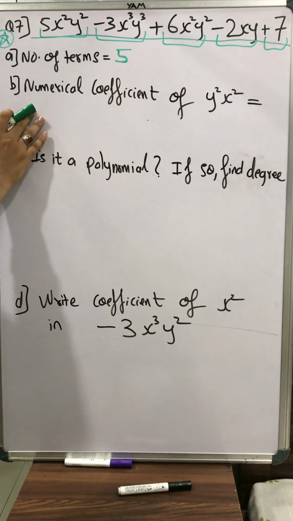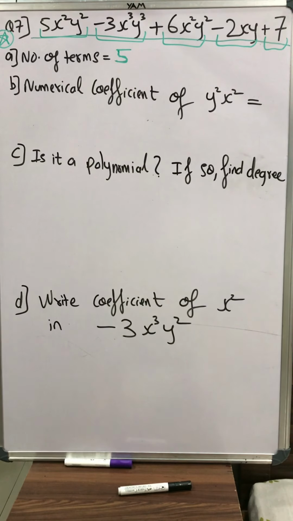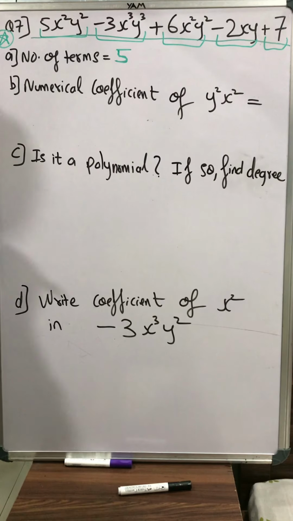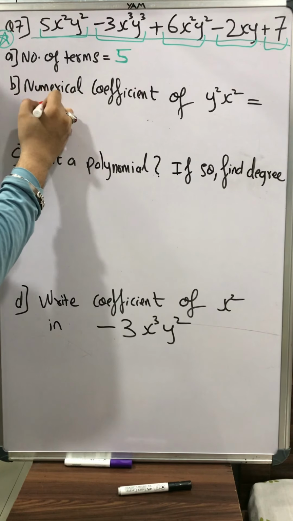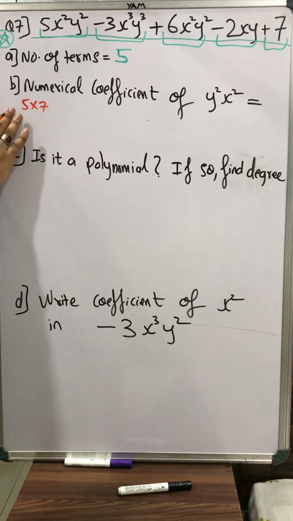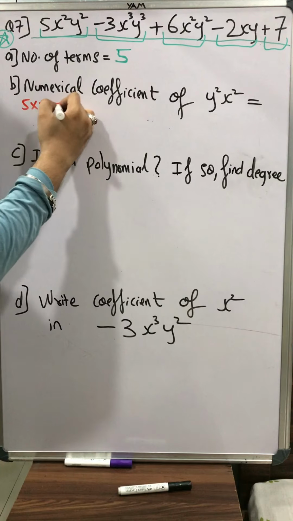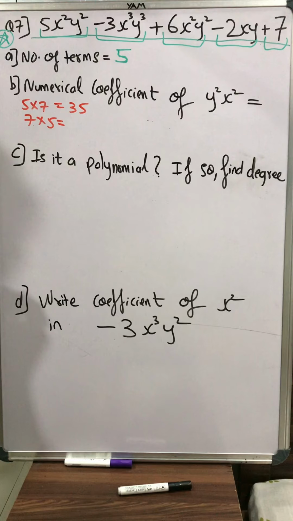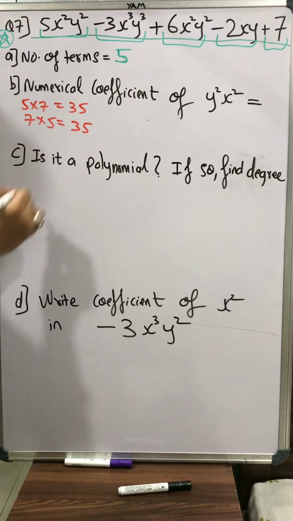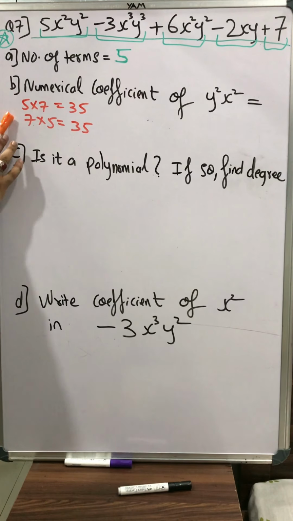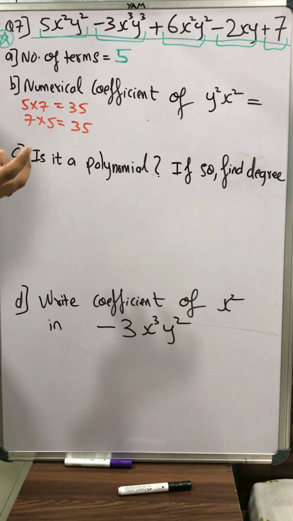Numerical coefficient of y square x square. The first thing I need to make you aware about is this. I'm not teaching anything from the board, it's a note from my side. If I say 5 multiplied by 7, it will be what? 5 sevens are 35. If I say 7 multiplied by 5, it will be what? It will be the same, 35. That means in multiplication, if you multiply 5 with 7 or 7 with 5, it's one and the same. The technical word in maths is commutative.